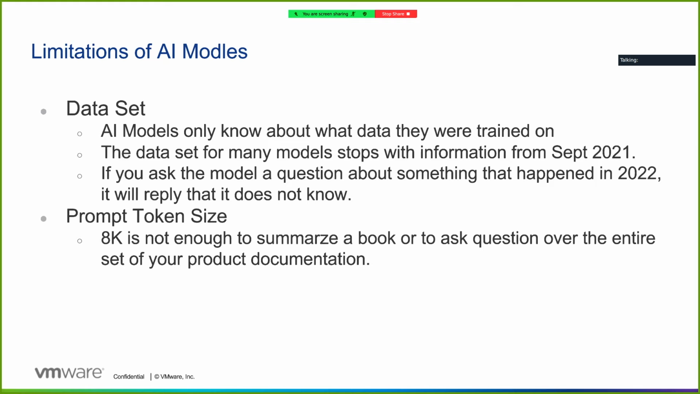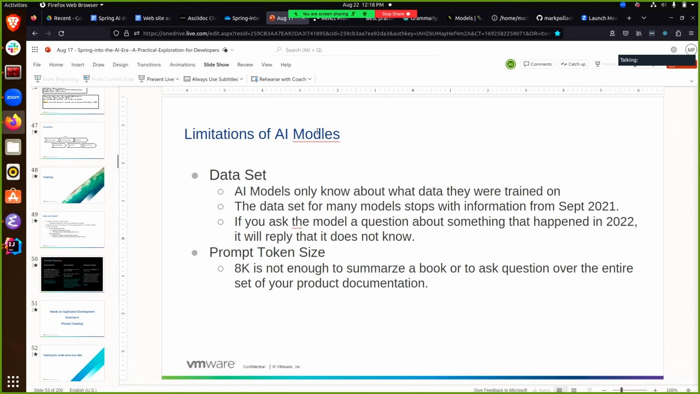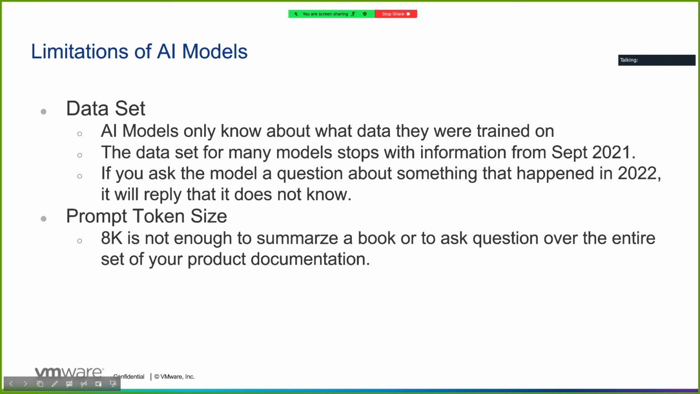So this is the good stuff. What are the limitations of models? Limitations of AI models. They only know about what data they've been trained on, right? So if you ask it a question beyond what it knows, it'll say, I don't know. Or sometimes it just makes up stuff, which is even worse, which is why you have this temperature knob. Anyway, the data set that it's been trained on is basically 2 years old now. It's getting a little long in the tooth.